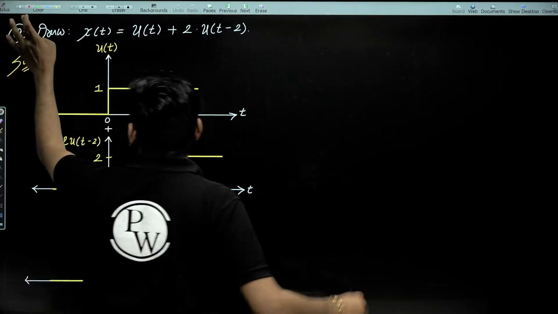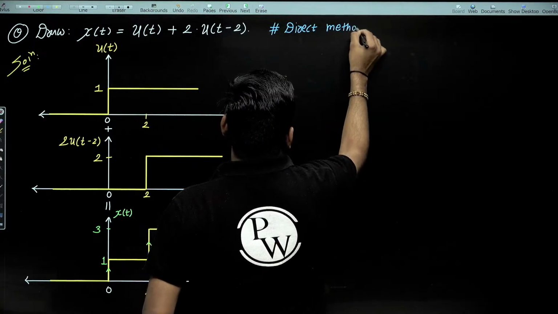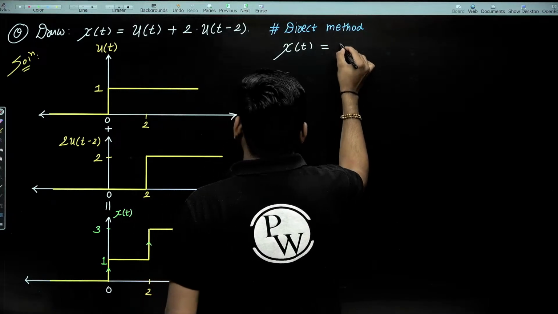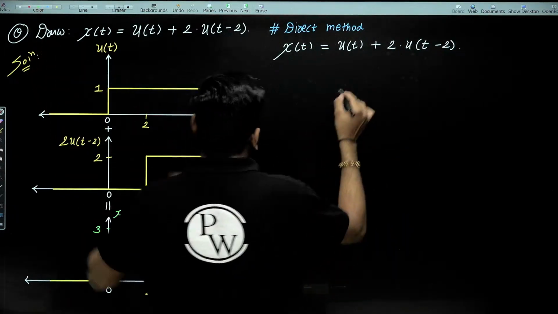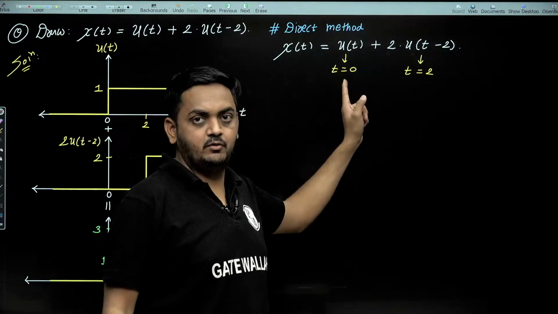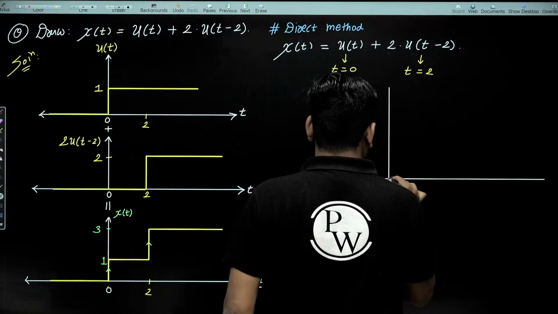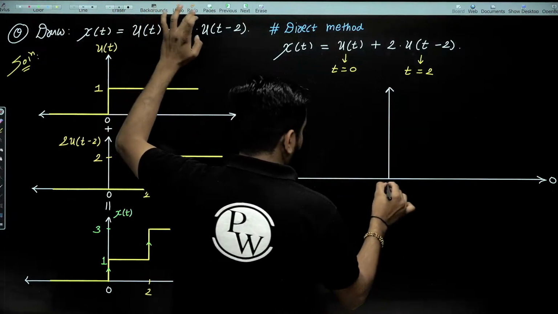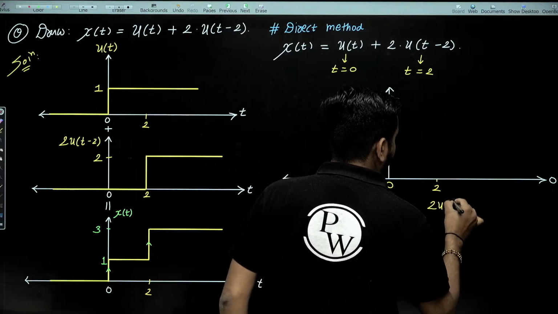Now the direct method, guys. Directly also you can do it. Again the same thing, x of t equals u of t plus 2 times u of t minus 2. So this step starts from t equal to 0, and that step starts from t equal to 2. So you will get a sudden change in amplitude at t equal to 0, and at t equal to 2 also. At the origin a step function u of t is present, and at t equal to 2 the step function 2 times u of t minus 2 is present.